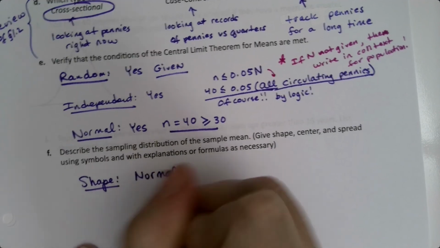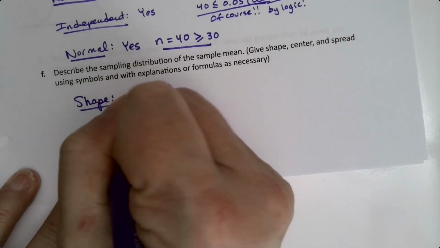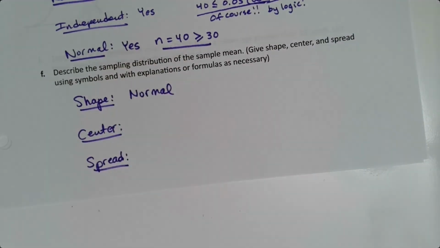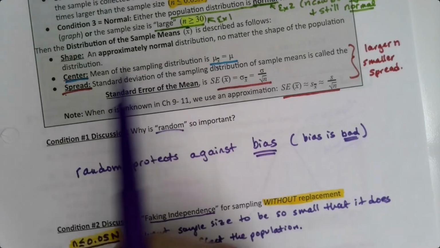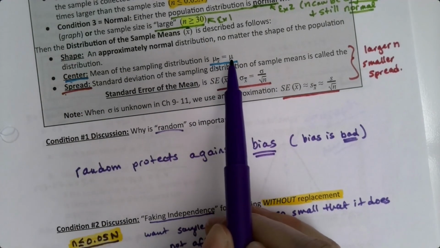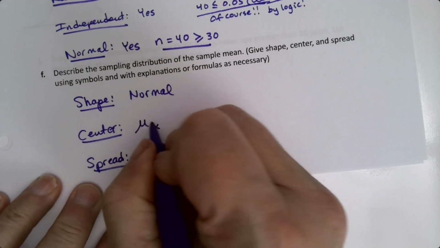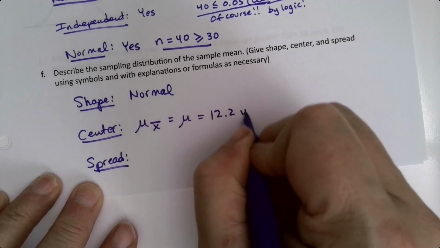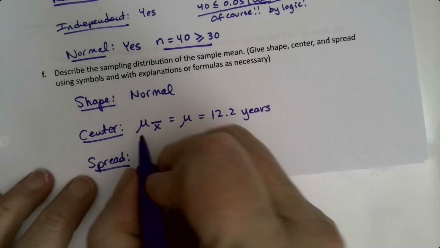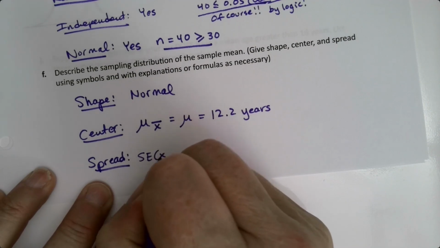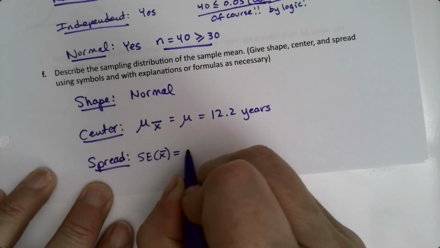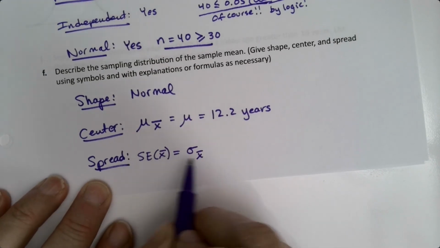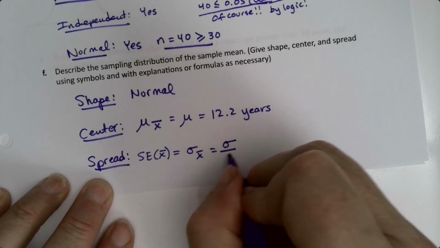We just proved it. The center. Okay, and the spread. Again, back to that central limit theorem, because that's what we're working with. The center is the mean of the x bars, the mean of the means, which was 12.2 years. The standard deviation of the sampling distribution of sample means is called the standard error. So it's sigma with an x bar. You can write it this way or this way. You don't have to write it both ways. It's sigma over the square root of n.